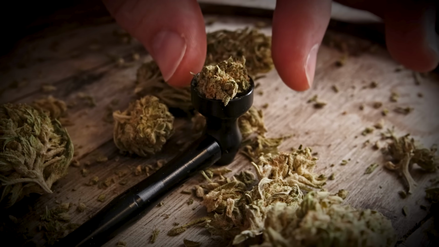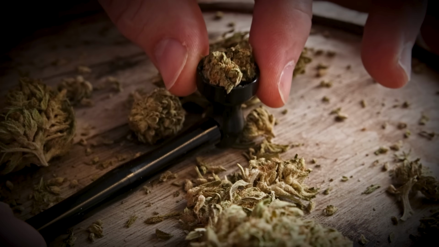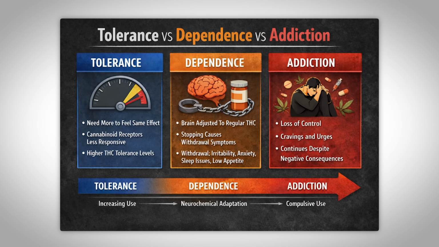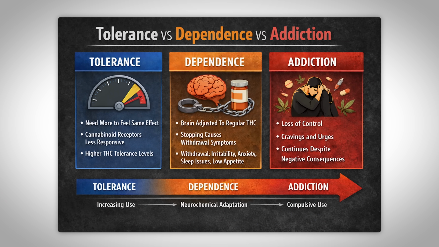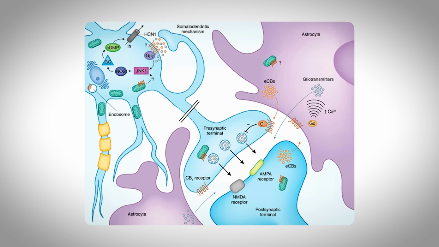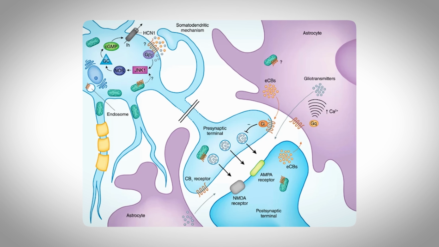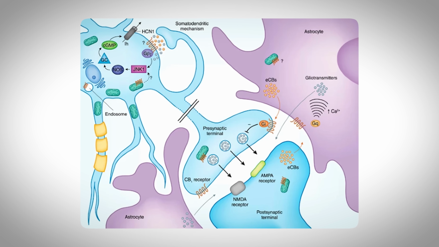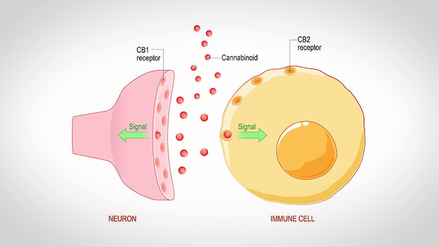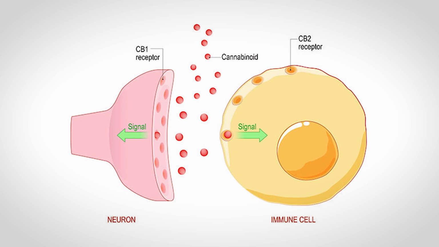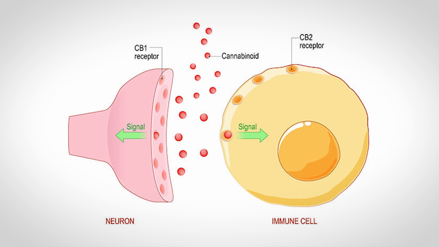But with repeated or heavy use, it's important to talk about what can happen over time, because this is where terms like tolerance, dependence, and addiction often get mixed together. THC repeatedly activates cannabinoid receptors, especially CB1 receptors involved in reward, motivation, mood, and stress regulation. When those receptors are stimulated again and again, the brain adapts. One of the most common adaptations is tolerance, meaning the receptors become less responsive and higher amounts of THC are needed to produce the same effects.